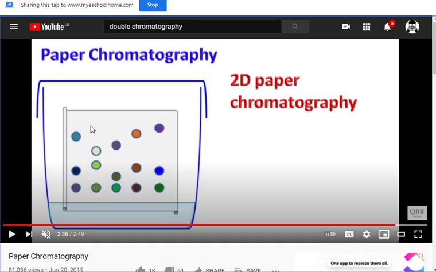What I do now, I measure the distance from the original point. This distance will tell me now which amino acid this is, because each one of them will have a specific distance.